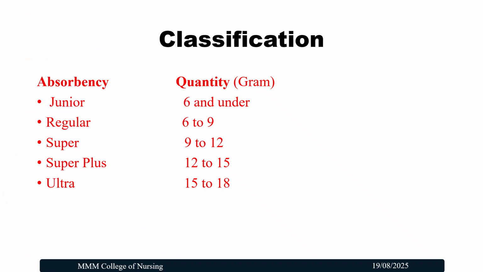Applications of the tampons are absorbency and quantity. Absorbency: junior is 6 grams and under, regular is 6 to 9, super is 9 to 12, super plus is 12 to 15, and ultra is 15 to 18 grams.